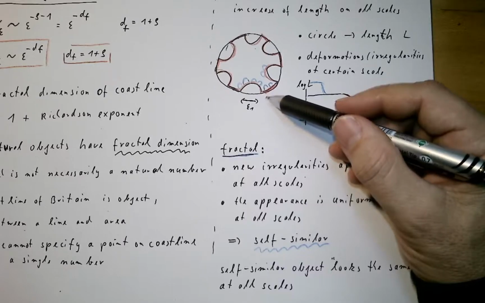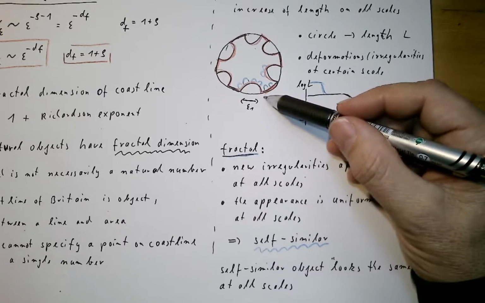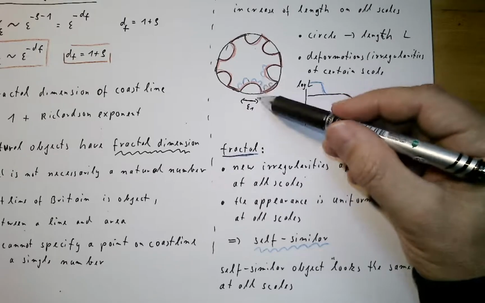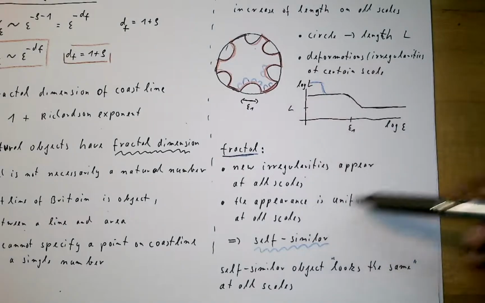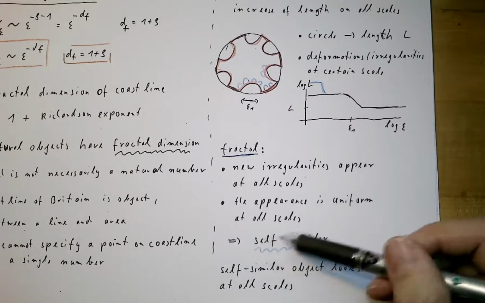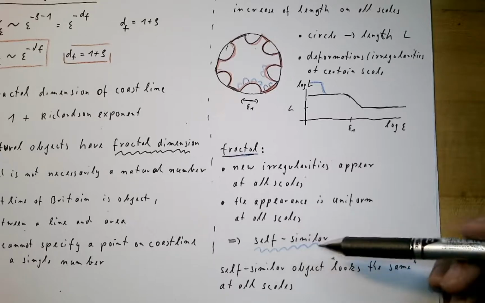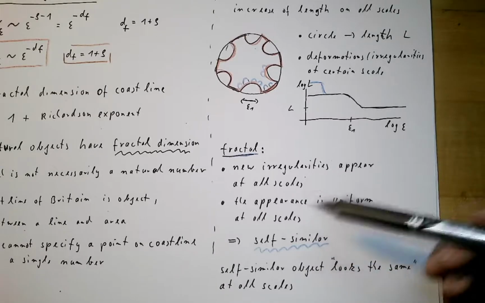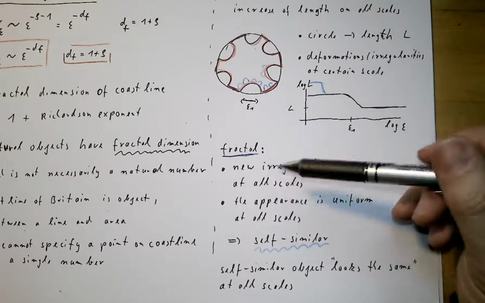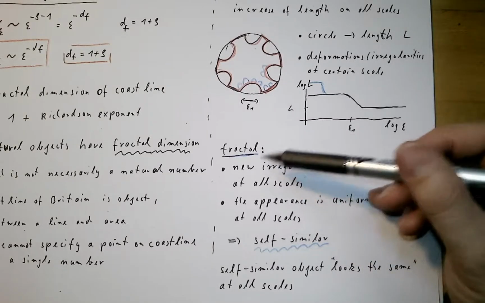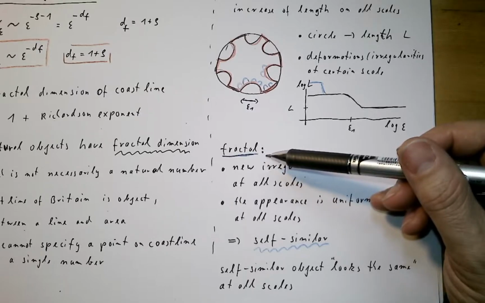The same for a cloud. A cloud can be a very small piece of fog in the air, or it could be a huge thing over hundreds of kilometers. Yeah? And so objects look the same or have the same roughness or same structure at different scales. That's the self-similarity. Yeah? And that's the deciding feature of a fractal.